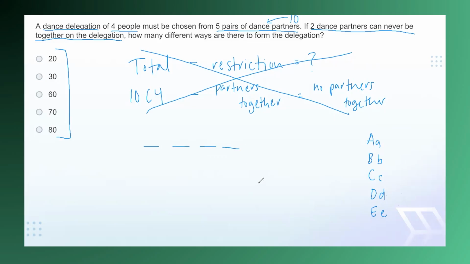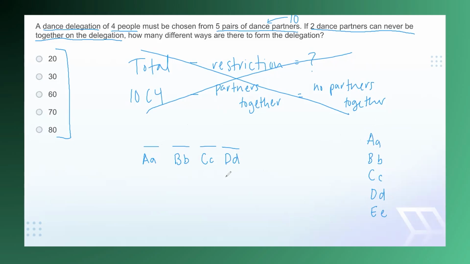All right, I want to ensure that each person on the team is from a different pair. So let's try some options here. In slot number 1, I could have, say, big A and little a, someone from the A dance partner pair. In my second slot, I could have big B or little b. In my third slot, I could have big C or little c. And in my fourth slot, I could have big D or little d. So this represents a combination where we have someone from each of the first 4 pairs.